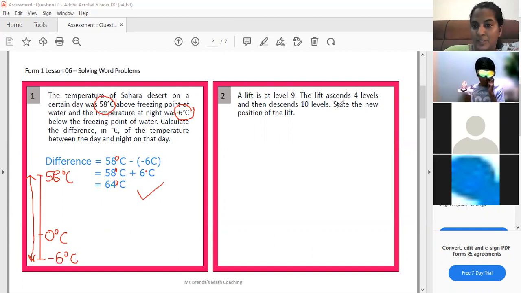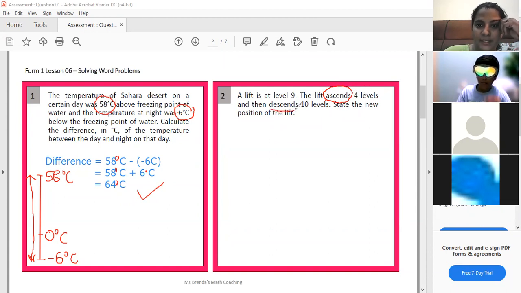All right, good. Next question then. A lift is at level 9. The lift ascends. What is ascends, guys? The word ascends, what does it mean? Put in chat. What is ascends? Very good. Going up.